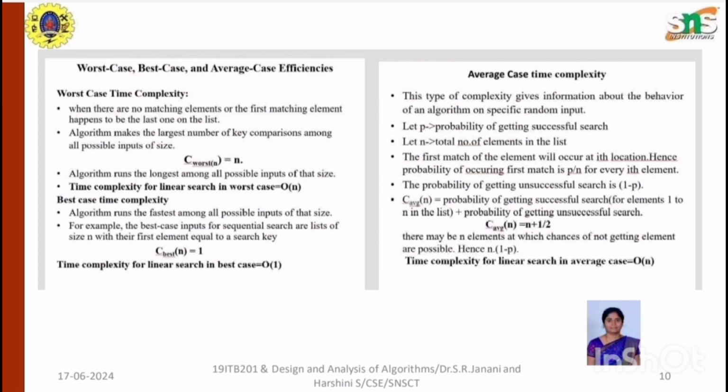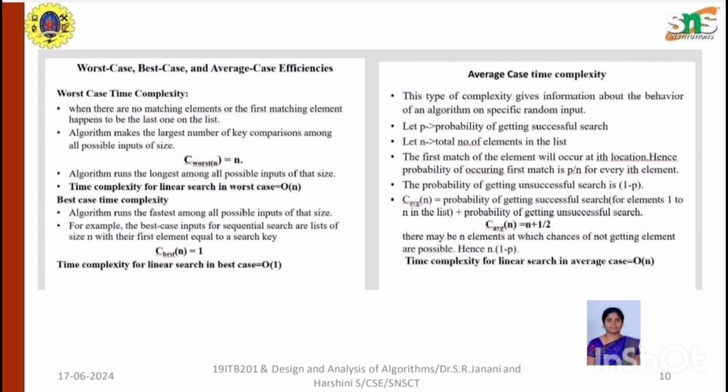Next, we move to best case complexity. This runs fastest. For example, in sequential search, if the determined element is found in the first position itself, then it becomes the best case. So C best of n is given to be 1. Its time complexity is big O of 1.